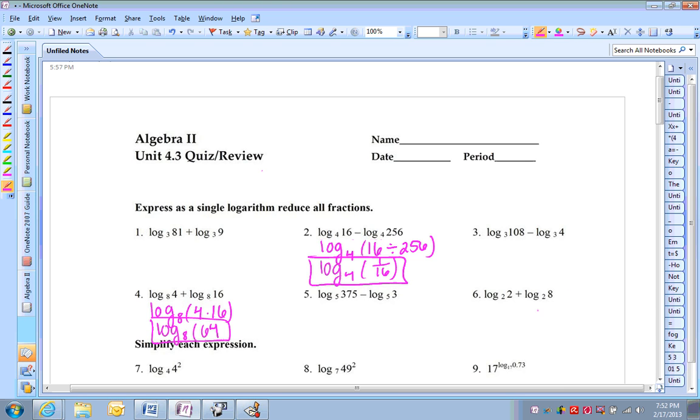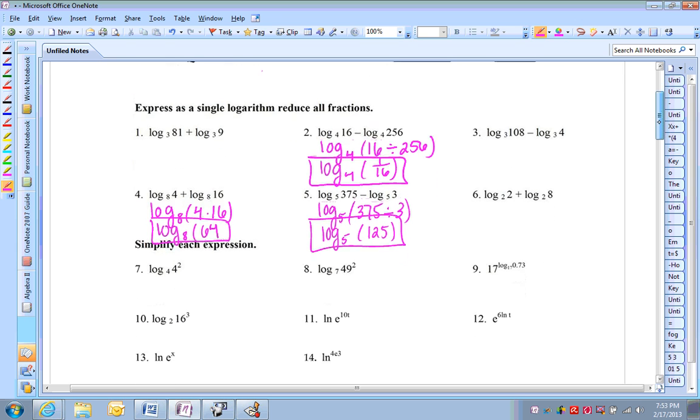Okay, so now on number 5, we're subtracting two logarithms with the same base. So this becomes log base 5 of 375 divided by 3. Or in other words, log base 5 of 125. Okay? And that is the first section. Okay, let's move on to the second.